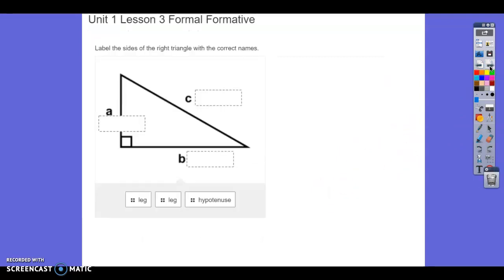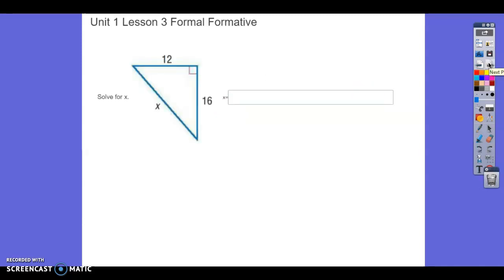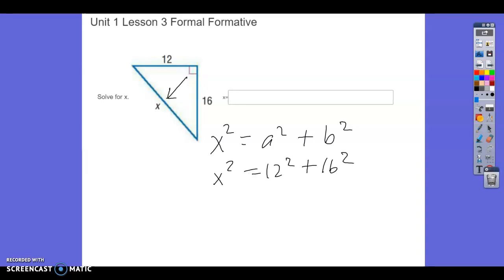So there's really only 3 problems there. So Unit 1, Lesson 3, the formal formative, this didn't count for any points, but here, these A and B are the legs, and C is the hypotenuse because it's across from the right angle. For number 2, we go ahead and write the formula. I put an X in instead of a C because I noticed that the hypotenuse is going to be an X. So I'll plug in my 12 and my 16.